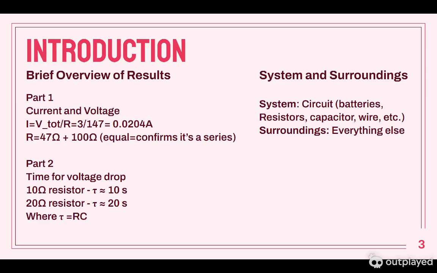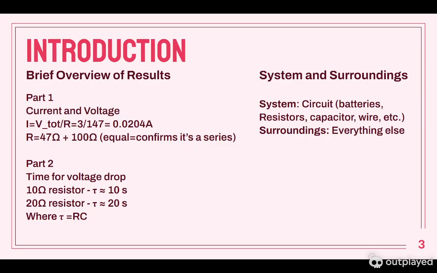Introduction, a brief overview of the results. The current and voltage we found to be 0.024 A, and the resistance we found to be 47 plus 100, which confirms that it is a series. For part 2, the time for the voltage drop: for the 10 ohm resistor, we got the time constant to be 10 seconds, and for the 20 ohm resistor, we found the time constant to be 20 seconds.